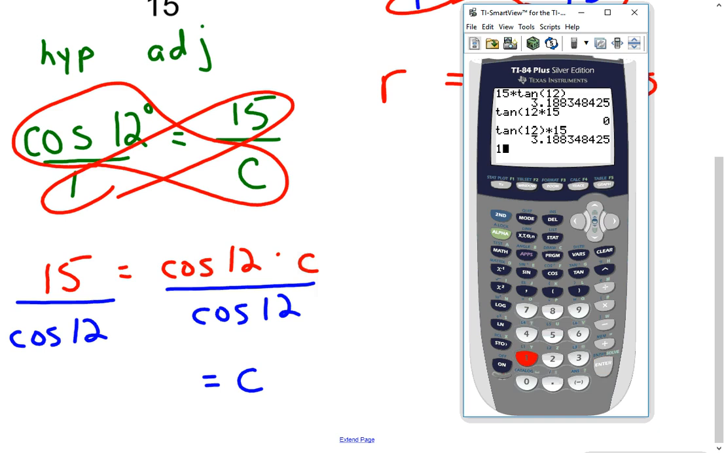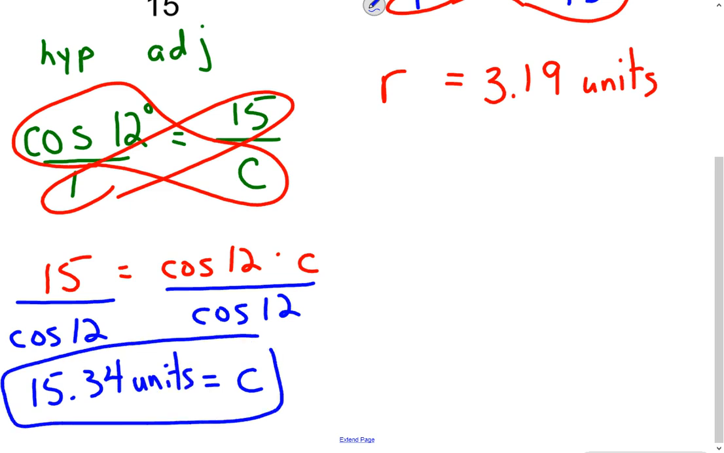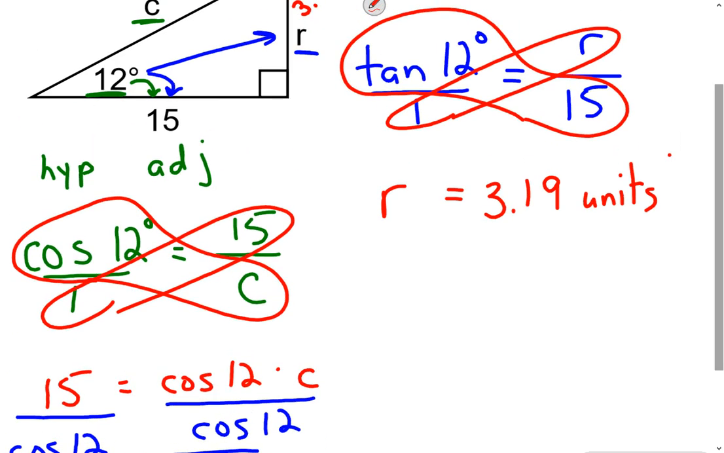So it says 15 divided by the cosine of 12. We can close the parenthesis or not, it doesn't matter on this kind of calculator. I push enter, and I find out that my hypotenuse is 15.34. And again, I didn't have a label, so I'm going to call it units. So I found the length of my hypotenuse right there, and I found the length of one of the legs of my right triangle right there, using trigonometry.